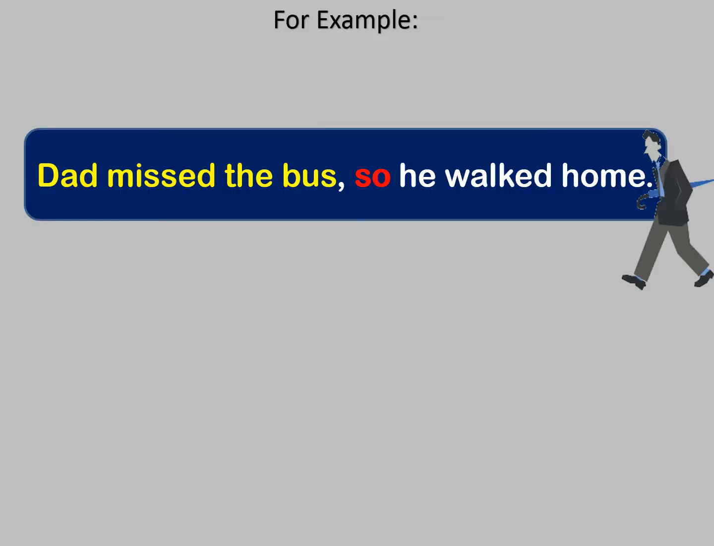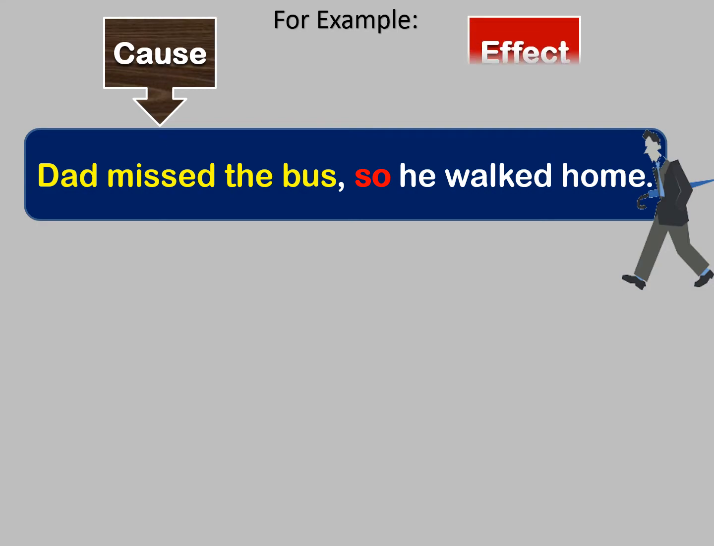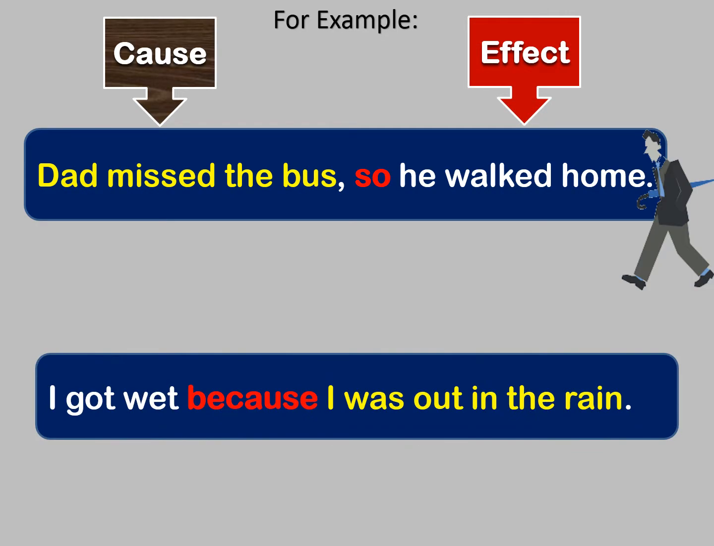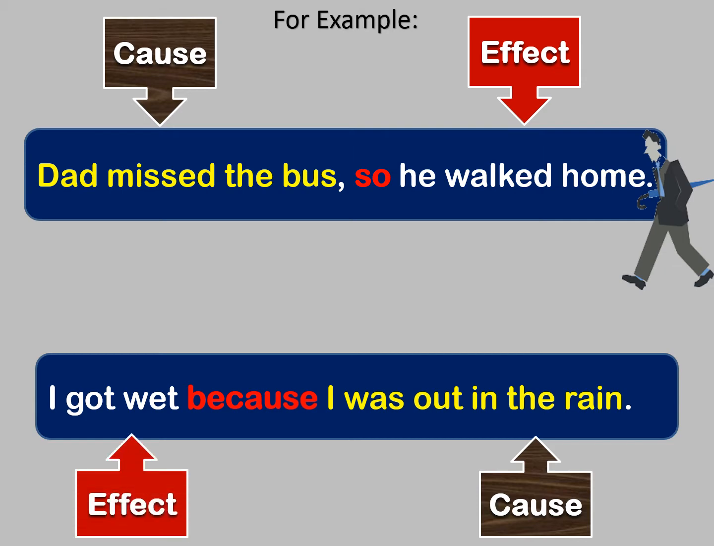For example, Dad missed the bus, so he walked home. What is the cause? Of course, the cause is Dad missed the bus, and the effect is Dad walking home. Another example, I got wet because I was out in the rain. So the cause is I was out in the rain, and the effect is that I got wet.